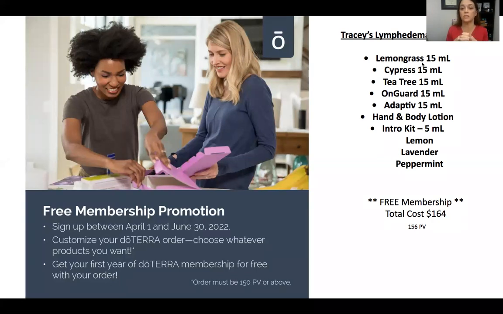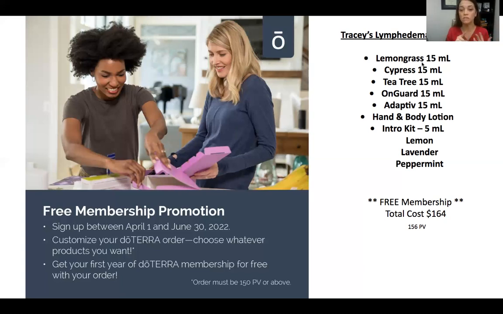vasoconstrict the blood vessels. So a lot of times with patients with swelling, and as we age, like I have venous insufficiency from my pregnancy. So my veins have dilated a little bit and may not pump the blood back up as well as it did before I was pregnant. So now I use cypress on my legs at the end of the day, and it gives me relief from that heaviness feeling, which is the swelling that's accumulating throughout the day. And I also wear my compression socks. So I have lemongrass and cypress for edema control.